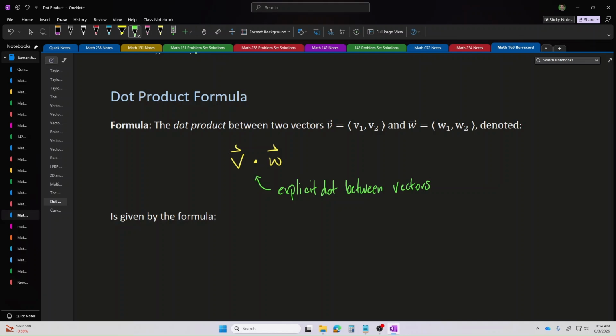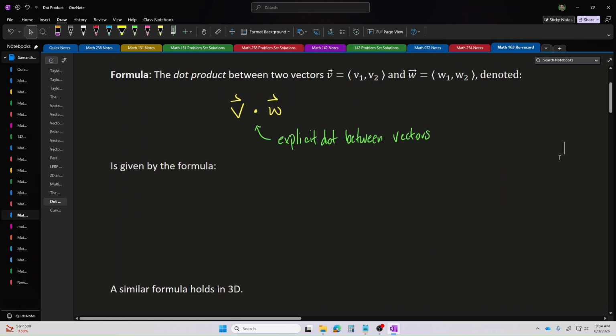Later in the class, we're going to be talking about another way of multiplying two vectors together called the cross product. So we need to be really careful in our notation to make sure that it's clear which of those two products we're talking about. So when we're talking about the dot product, that is symbolized using a big dot between v and w.